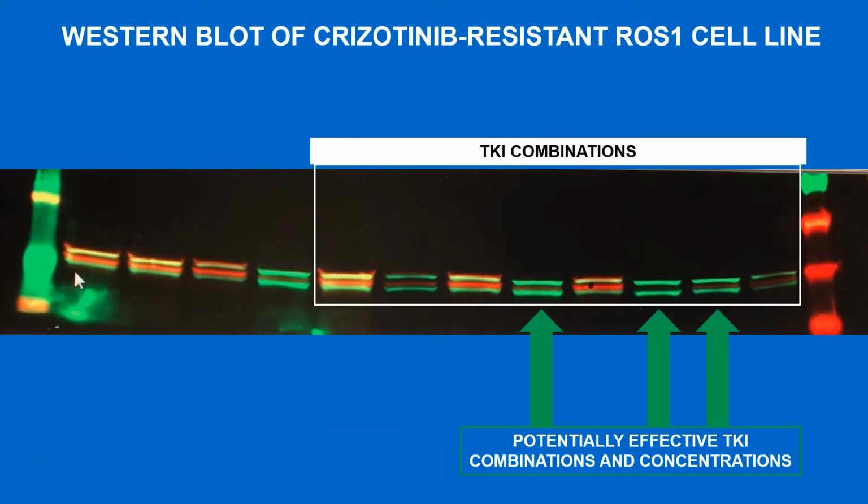Further to the right are bars representing TKI combinations. Some of the bars are green, which indicates those TKI combinations might work against crizotinib-resistant ROS1 cells. With additional research and funding, such experiments might eventually lead researchers to develop new ROS1 treatments that are both effective and tolerable.